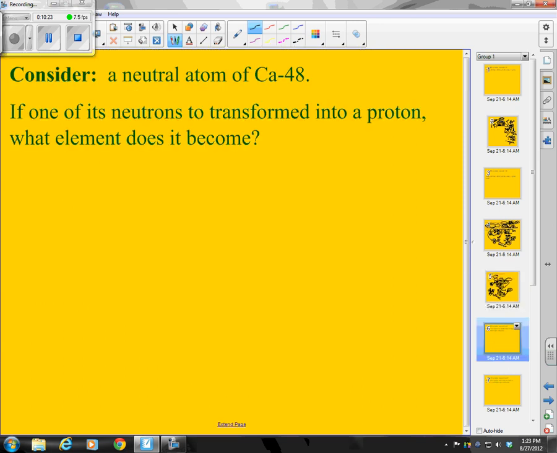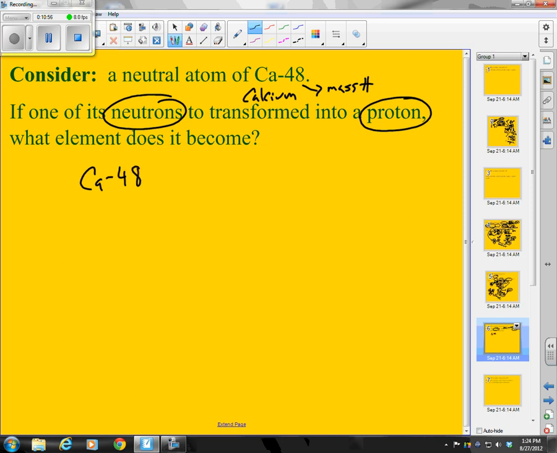And here's the next one. I have a neutral atom of Ca-48, so that we know that now is what? Calcium. And the 48 we know is what? My mass number. Good. If one of the neutrons is transformed into a proton, what element does it become? Well, this is interesting, right? Let's say I have one of the neutrons transformed into a proton. Well, how many protons? Let's go back and let's look at my calcium-48.